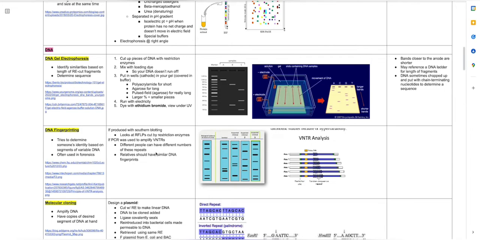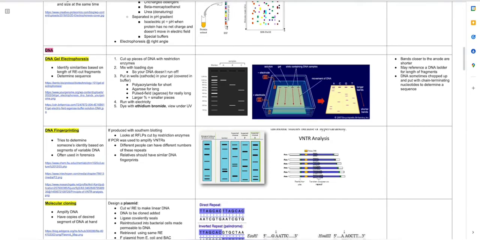And this can be important in certain types of analyses. And yeah, this is a picture just showing how it can be used in forensics. So if you see that this person's matches this person's, then they could be the same person. And that's about it for DNA fingerprinting.